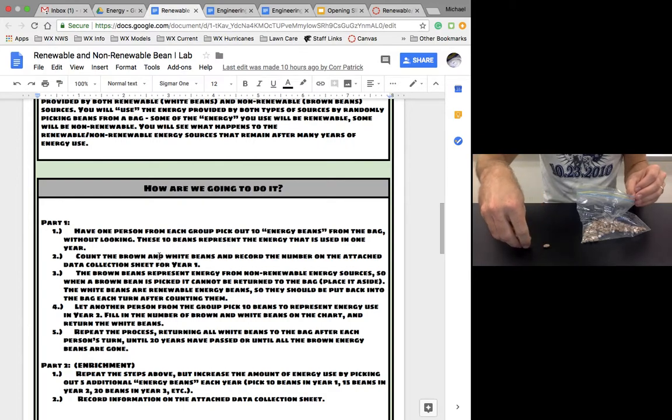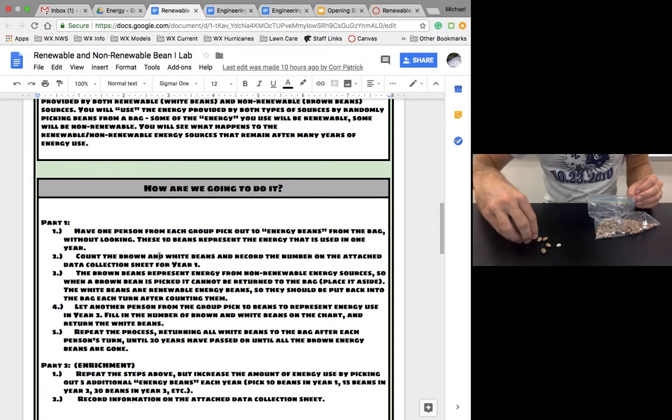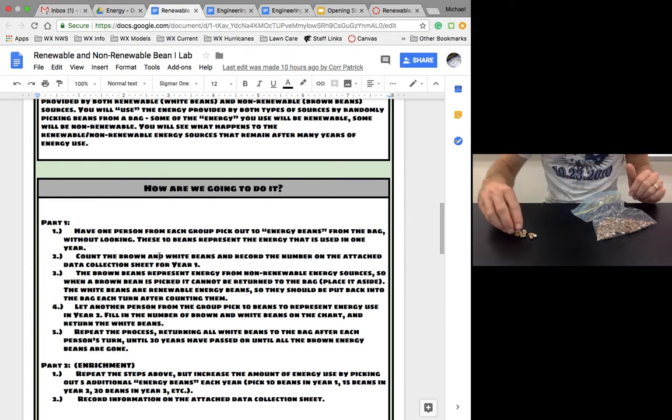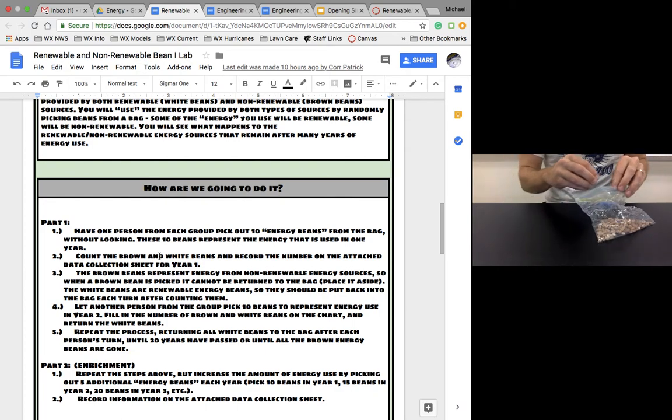1, 2, 3, 4, 5, 6, 7, 8, 9, 10. And we'll put the rest in. Let's make sure we got 10. So that's 5 and 5. So that is 10. So here's 10 beans. Now the whole point with this is the non-renewable ones are used, and therefore they get set off to the side. They're gone. Now the renewable ones can get put back into the bag to be used again.